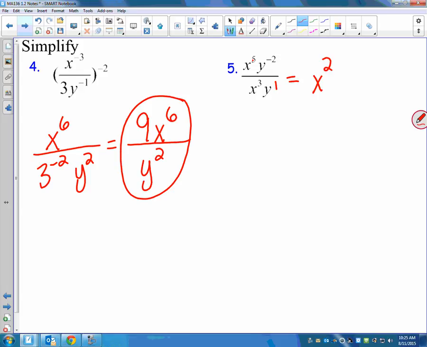And watch your negative signs on this. If you subtract these, you would get negative 2 minus 1, which is actually negative 3, right? Yes? No. Do I leave my answer like that? No, I have to move my negative to the bottom.